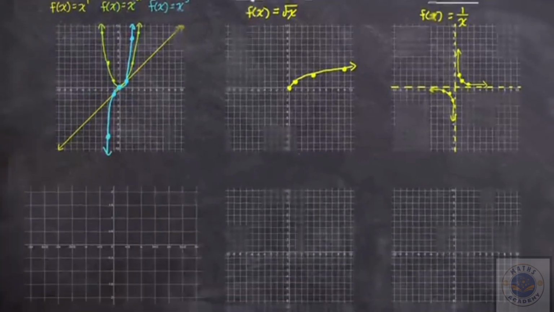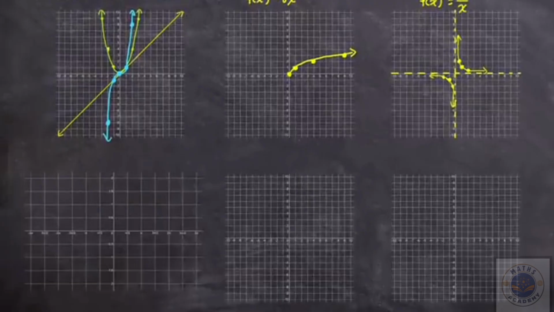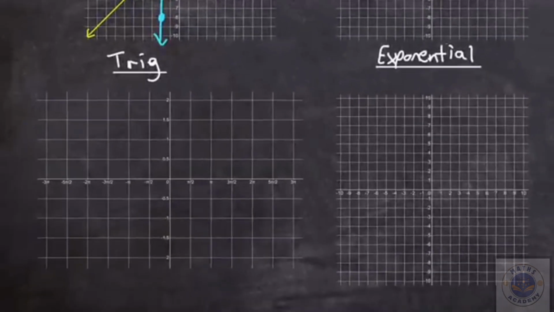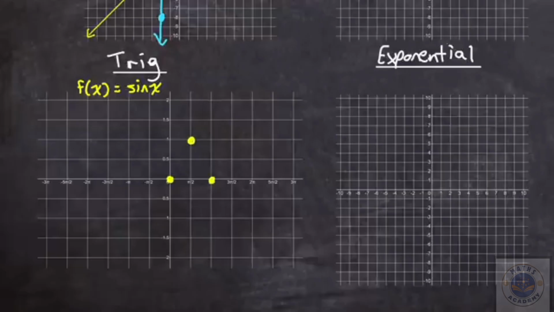I want to show you 3 more graphs. You should know the shapes of common trig functions, exponential, and logarithmic functions. Starting with trig functions, we could look at the graph of f of x equals sine x, which is a sinusoidal wave that starts at 0 and then oscillates up and down between 1 and negative 1.